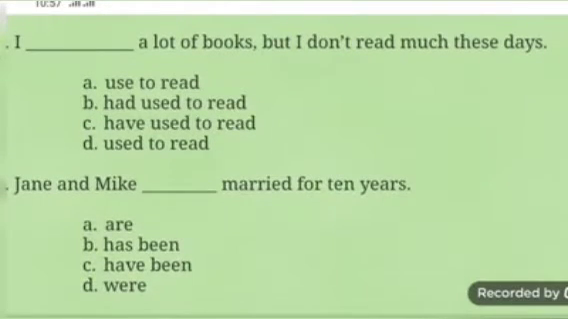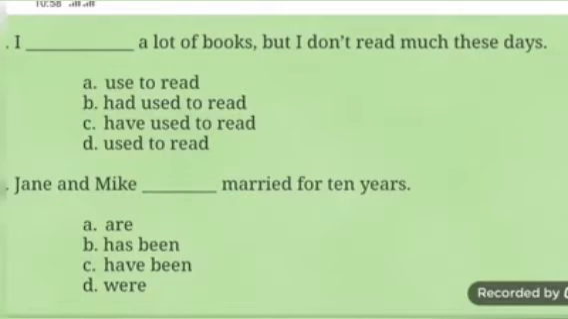Next one, Jane and Mike blank married for 10 years. Okay, so for 10 years, this is a period of time. So we always use a present perfect form of this, or has plus PP, or past participle, or have plus past participle. Since our subject is a compound subject, and that's Jane and Mike, we always have to use the plural form of the present perfect tense, which is have, and that's have been. Okay, always remember, have been is present perfect.